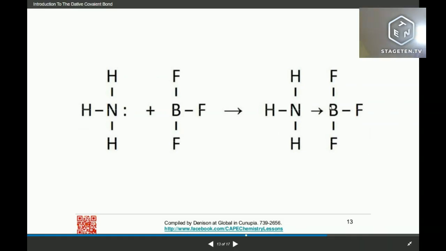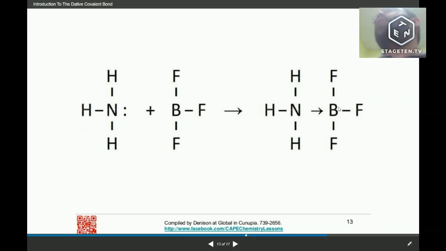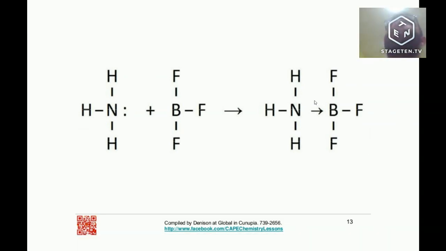Okay? Now, as Michaela has previously said, you can write a positive and a negative here. For now, we don't do them. Okay? For all intents and purposes, for A level, that is not done. This is the structure you need to draw.